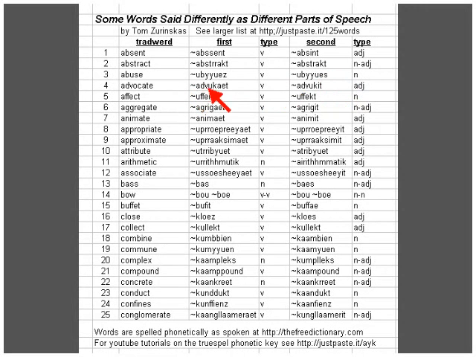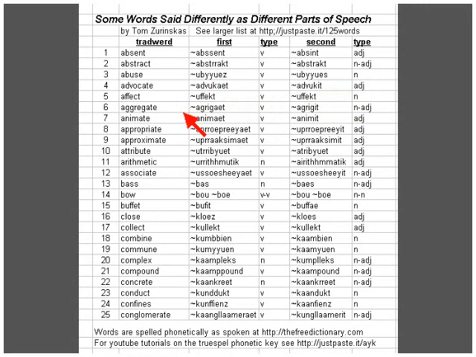Advocate. Advocate, that's a verb form, and it stresses the first syllable. Advocate is the adjectival form, and it changes this last vowel sound. Affect. And that is the same both ways. Affect as a verb and affect as a noun.